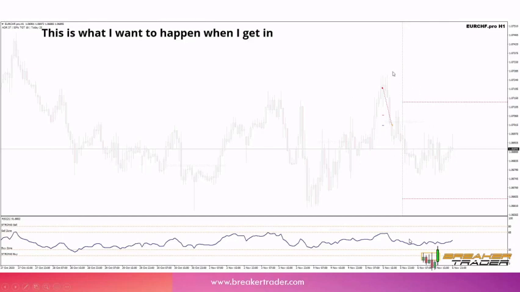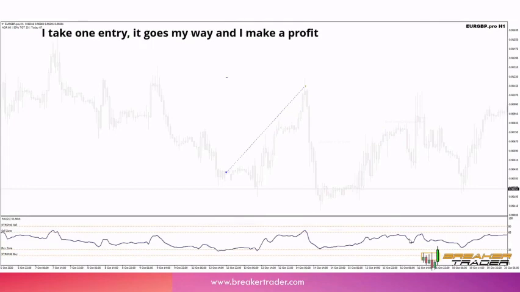I want to get in with a sell, have a little bit of drawdown, that's all right, and then it goes and hits my TP. That's what I want to happen. Not a lovely trade there. Get into a trade and I want it to go and hit my TP.